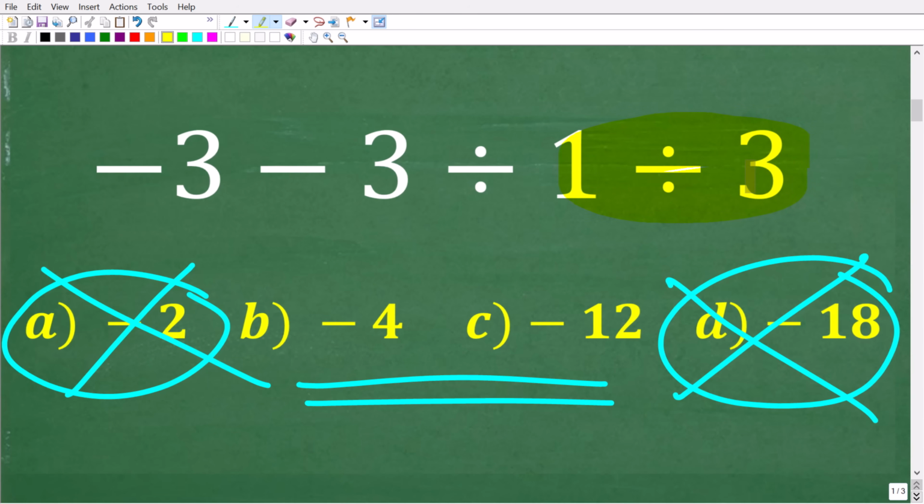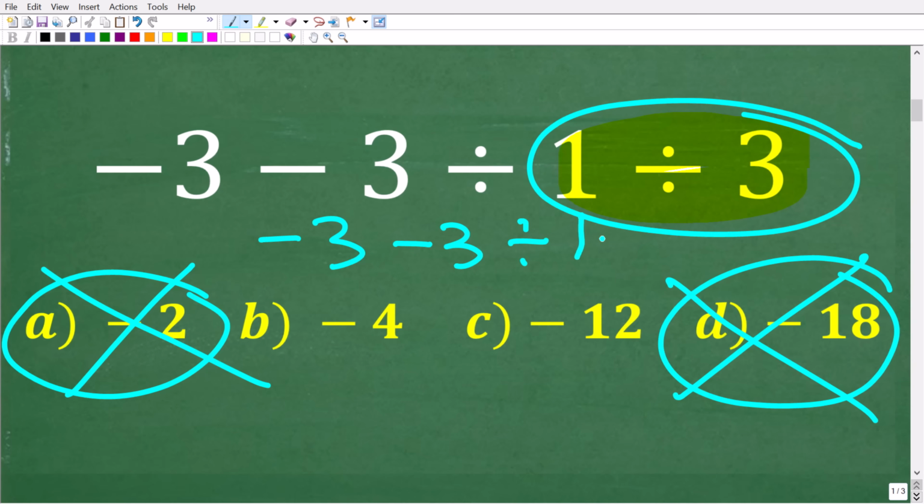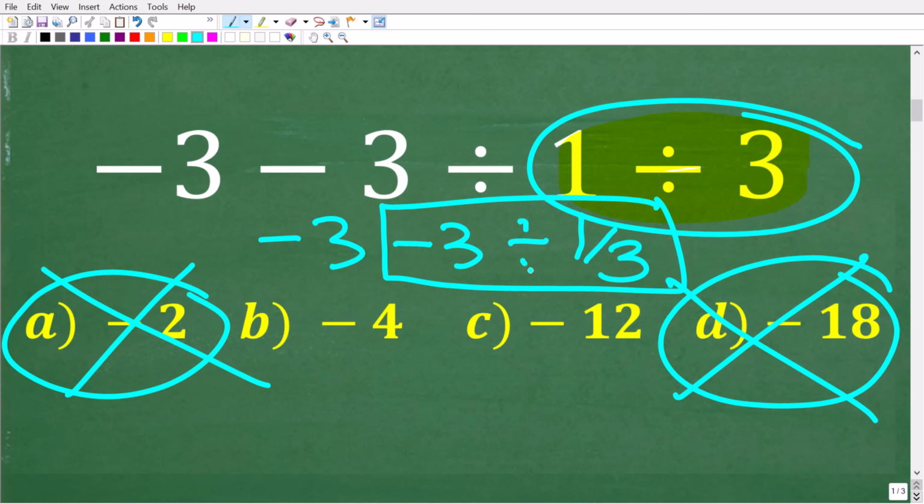Because we have 1 divided by 3, and this indeed is the fraction 1/3. So maybe now we have -3 minus 3 divided by this right here, which would be 1/3. Okay, so now we have -3 divided by 1/3, right? So this is another approach to do this problem. So what we need to do here is figure out the answer to this part of the problem.